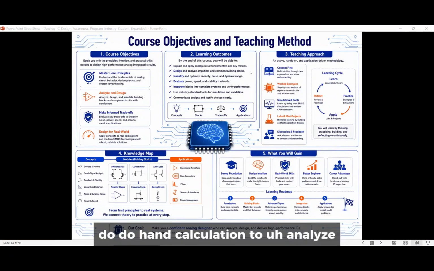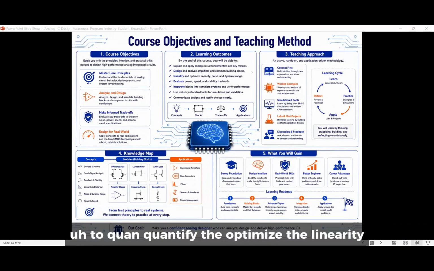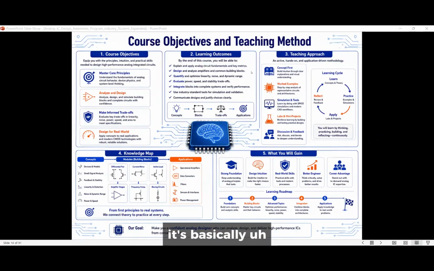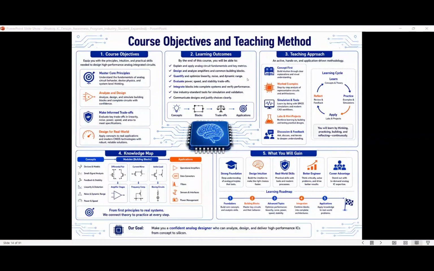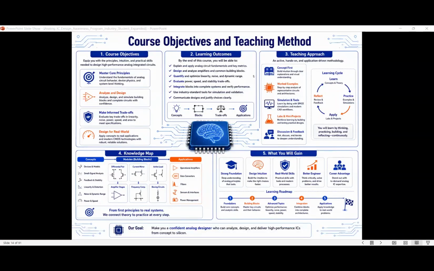And we also do hand calculation to quantify and optimize the linearity, noise, and dynamic range. I think this is a higher level of thinking. This is more difficult than a good hand calculation, so it basically relies on the EDA tool to help us understand. Evaluate power, speed, and stability trade-offs. This must be supported by our EDA tool.